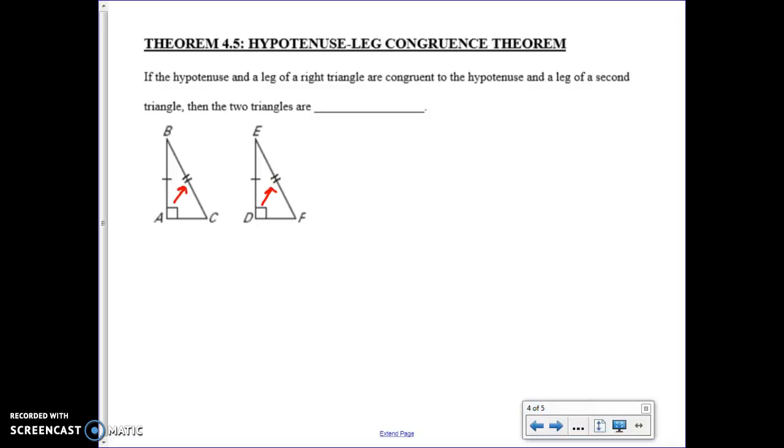Even though it only says hypotenuse leg, that's two things, and the key there is that it has to be a right triangle. So we see the right angle, and then we see the hypotenuse and one other side marked. You need those 3 pieces for this to work. If the hypotenuse and a leg of a right triangle are congruent to the hypotenuse and a leg of a second triangle, then the two triangles are congruent.